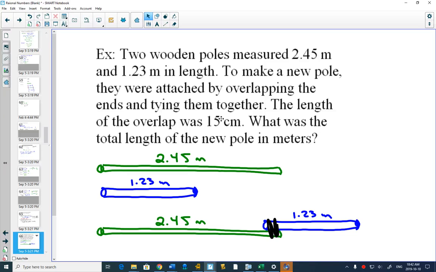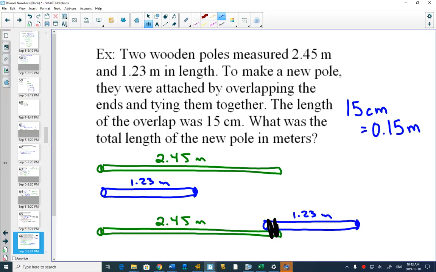Okay, have a seat. They're overlapped by 15 centimeters. Okay, first of all, do you know on a meter stick how many centimeters are in a meter? There's 100. Okay, here's a meter stick. This is 1 meter. 15 centimeters is only up to here. Okay, so 15 centimeters is equal to 0.15 meters. We divide it by 100, move the decimal place over twice.